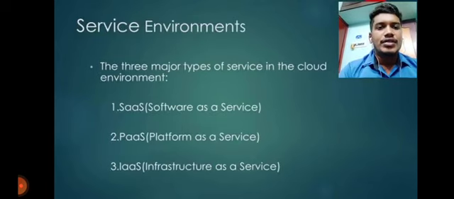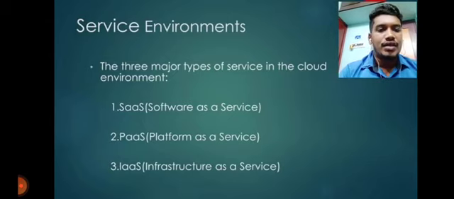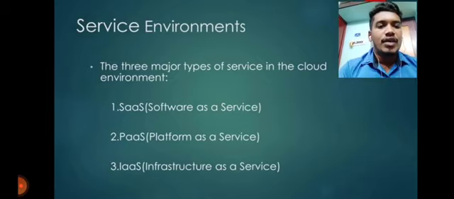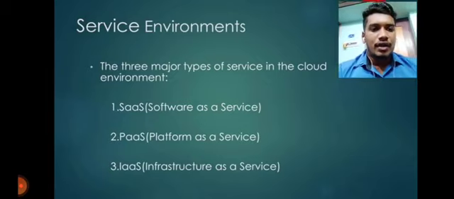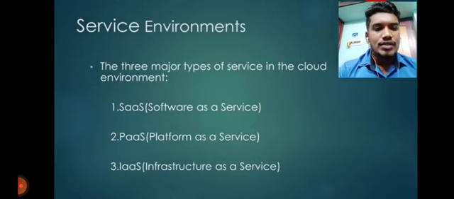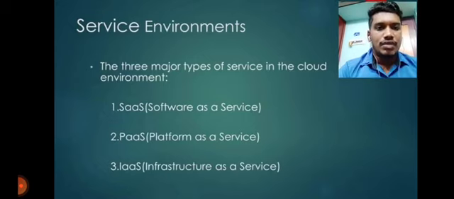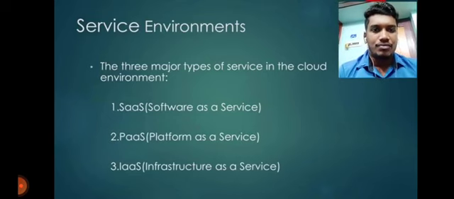And these are the service environments. There are three major types of services in a cloud environment. First is SaaS, then PaaS and IaaS. SaaS stands for software as a service, PaaS stands for platform as a service, and IaaS stands for infrastructure as a service. IaaS is also called HaaS, hardware as a service. There are three cloud providing platforms.